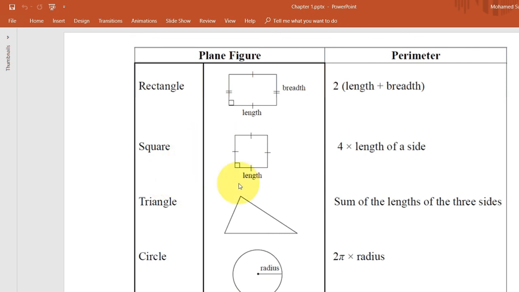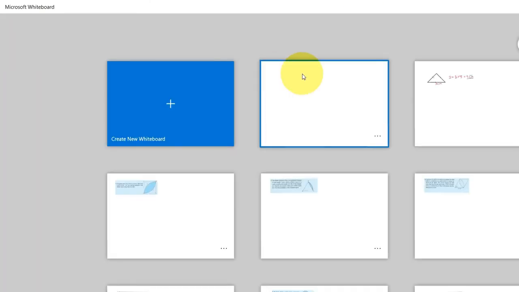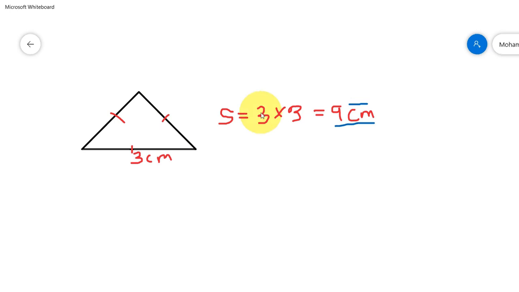Okay, so let me take the triangle. These are general triangles. To calculate the perimeter of a triangle, like the earlier case, you have to get the summation of all three sides. So we'll take one special situation. Let me take an equilateral triangle in this case, where the side length is 3 centimeter.